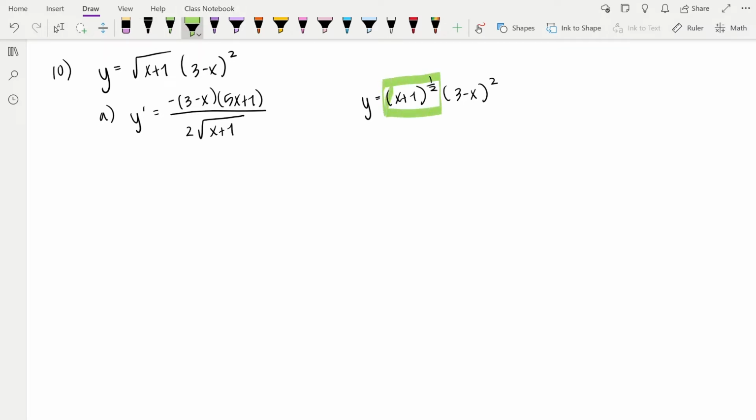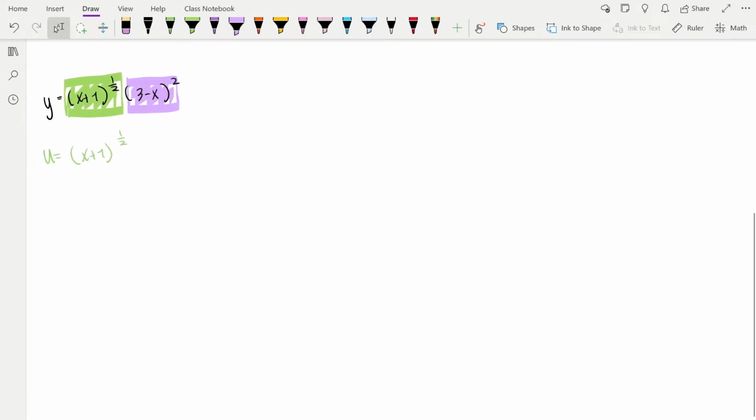So for the front one, I call u equals (x plus 1) to the 1/2. I'm going to give myself a lot of space because I know I'll need it. And the second function, sliding way over, v equals 3 minus x squared. For the product rule, I need to take the derivative of each of these with respect to x.